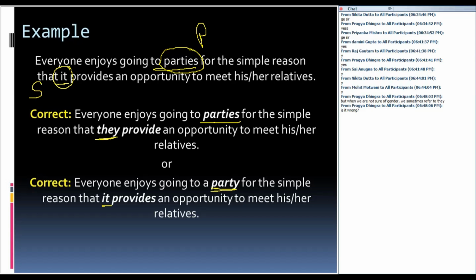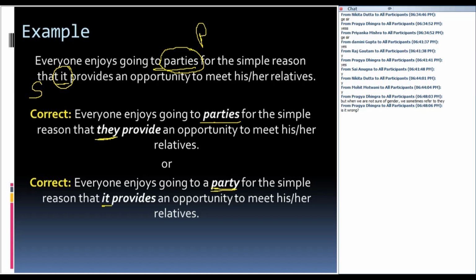Okay. Now, Pragya, you were saying when we are not sure of gender, we sometimes refer to as they. No, it's better that you use the word it. If you're not sure about gender, then it's better that you use the word it. Can you give me some example? When you're not sure of gender, then you will treat it as plural. That is what you're trying to say. In fact, what I know is that whenever you are not sure about the gender, then it's better to treat it as singular.